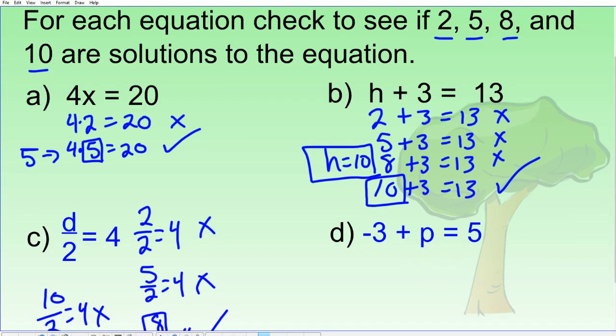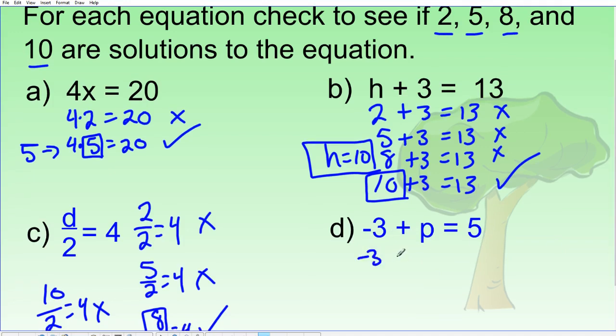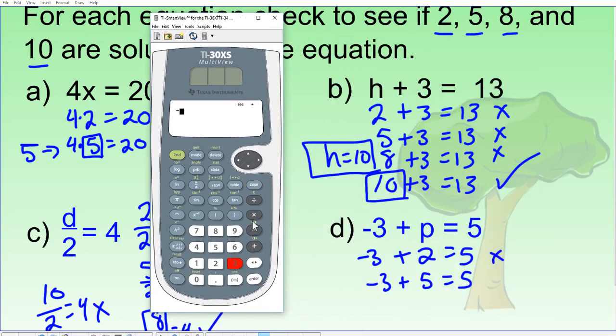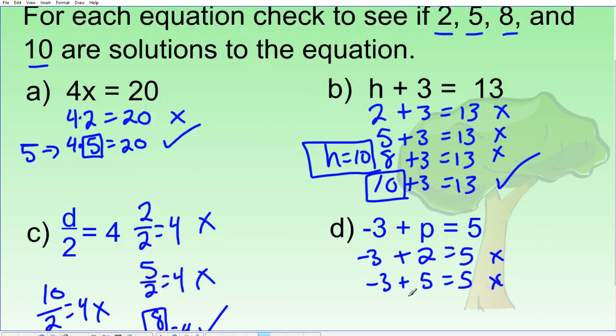Letter D. Okay, negative 3 plus 2 equals 5. Well, if you're not paying attention to the signs, you might say yes. But here, because this is a negative 3, the answer is no. Negative 3 plus 5 equals 5? No. And if you're not sure, you can double check on your calculator. I'm okay with that. Negative 3 plus 5 is 2. So no, that doesn't work.